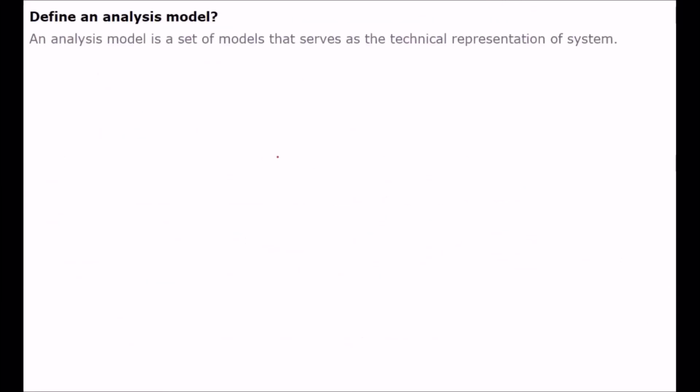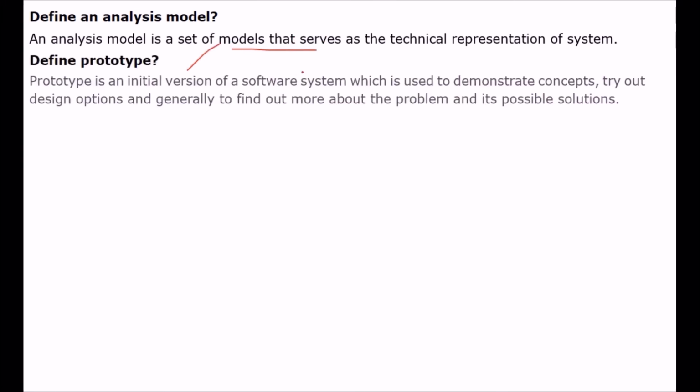Define an analysis model. An analysis model is a set of models that serves as the technical representation of a system. What is a prototype then? A prototype is an initial version of the software system, which is used to demonstrate concepts, try out design options, and generally to find out more about the problem and its possible solutions.